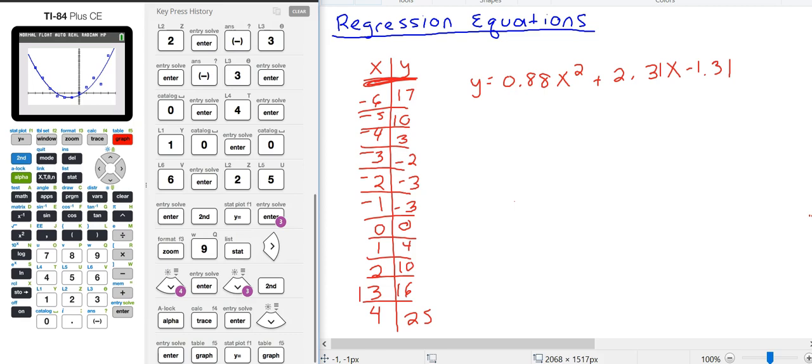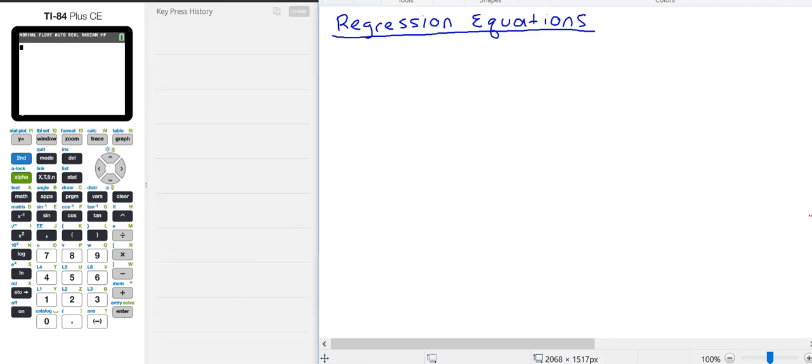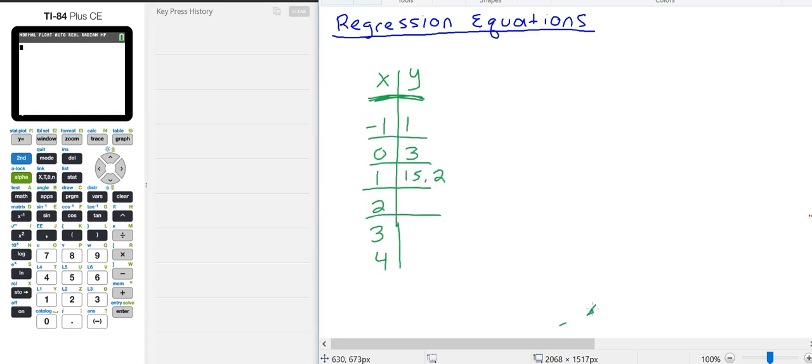Next, let's look at an exponential regression equation. Let's say we're given a table of x, y values, and we're asked to determine the exponential regression equation. We know that this is going to be an exponential regression equation because the rate of change is not constant. We're multiplying each y value by something for each change in x.